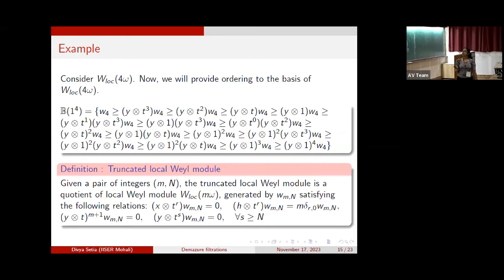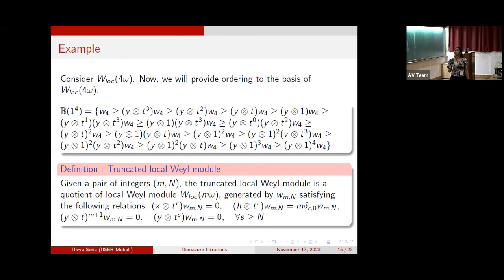So the strategy is to provide the filtration in terms of the truncated local Weyl modules. Because each truncated local Weyl module is also a CV module and there's a Demazure filtration in that, we can prove that actually the Demazure filtration exists in the tensor product. So the truncated local Weyl module is also a quotient of the local Weyl module by an extra relation, y tensor t raised to power n here.